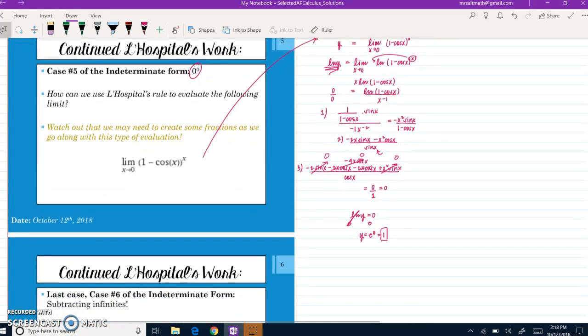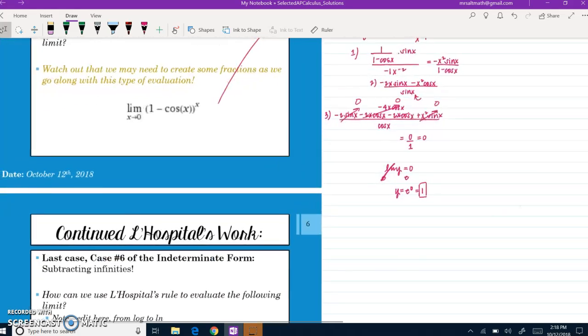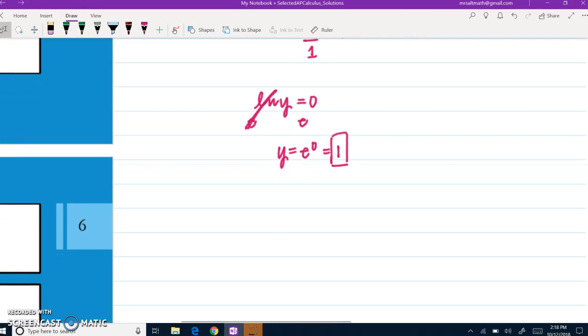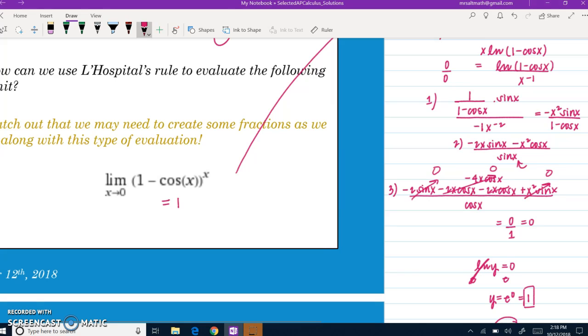So I did have to get through L'Hopital's 3 times there. That one's a little bit extensive. But you have another good example of this one in your textbook on page 574, where you're just working with sine by itself. So if you'd like to see another example of this one, that one goes by a little bit more efficiently. So again, this final answer here is just 1.